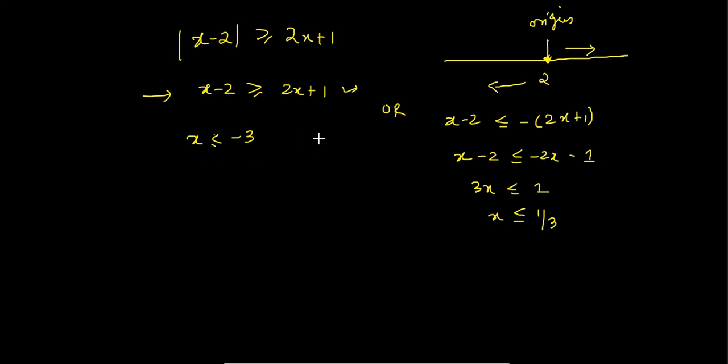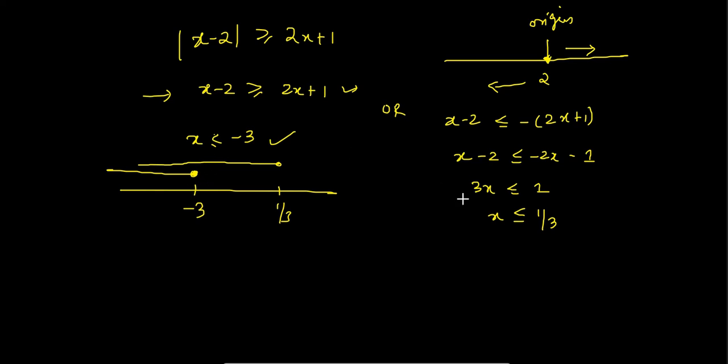So if we have to take the union, it means either x is less than or equal to minus 3. Suppose this is minus 3 and this is 1 by 3. So the first inequality says that it is less than or equal to minus 3, and the second says it is less than or equal to 1 by 3, and I have to take the union of this, meaning either this or this. That means my final solution will be x less than or equal to 1 by 3. Had it been 'and', then we should take the intersection, but here it is not 'and', it is 'or'.